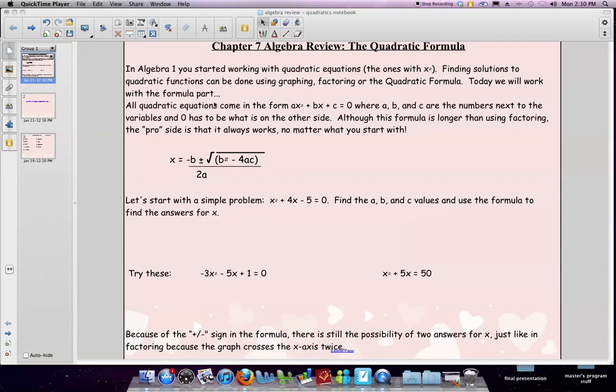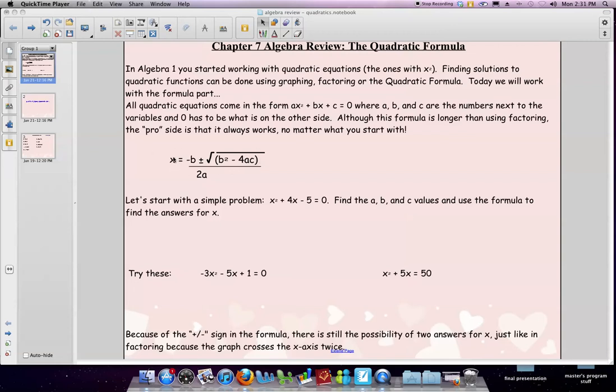All quadratic equations come in the form ax squared, where a is a coefficient, plus bx, where b is a coefficient, plus c, equals 0. The key is that it has to be equal to 0. A, b, and c are simply the coefficients next to those variables. Although this formula is longer than using factoring or graphing, it will always work. Sometimes factoring doesn't work. The quadratic formula will always work.